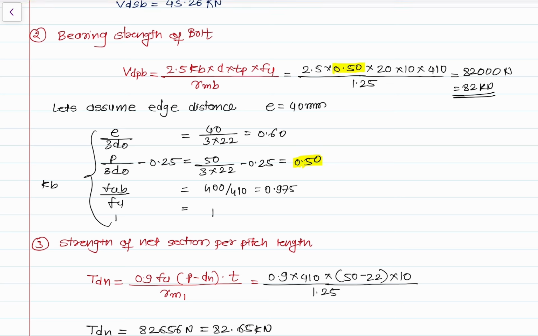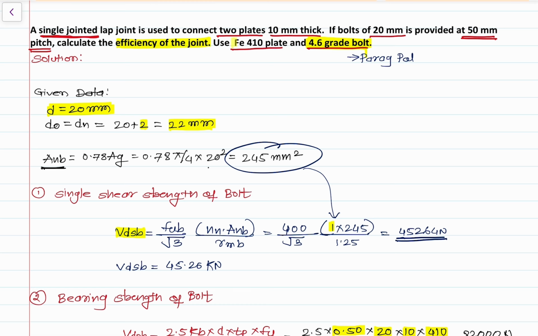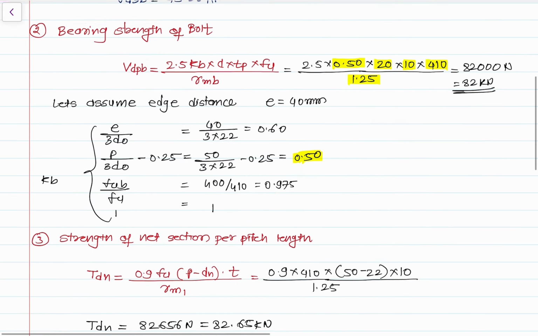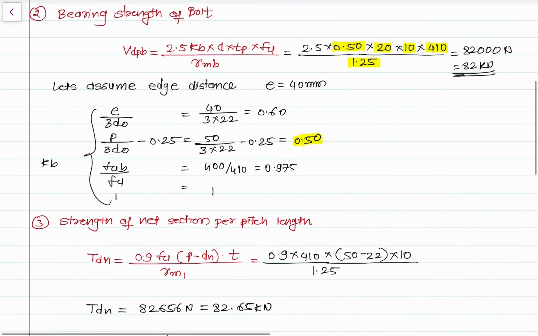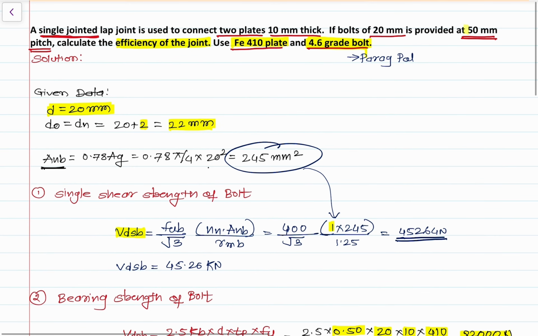Then 20 is the diameter of bolt, 10 is the thickness of the plate, and fu is 410 divided by 1.25. Right now you might wonder, sir, how 410 comes into picture. See, we have Fe 410 plate over here, okay. Now after this you can see we get the value of VDPB as 82,000 Newton, which is 82 kilonewton.